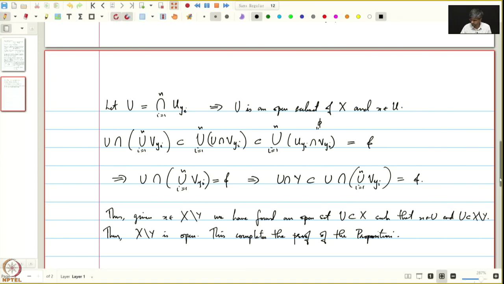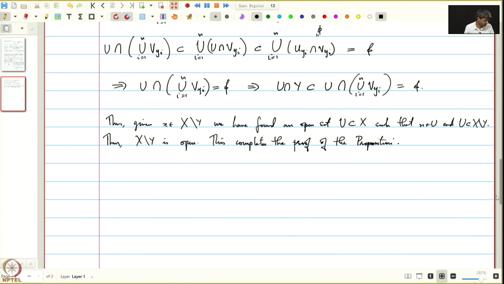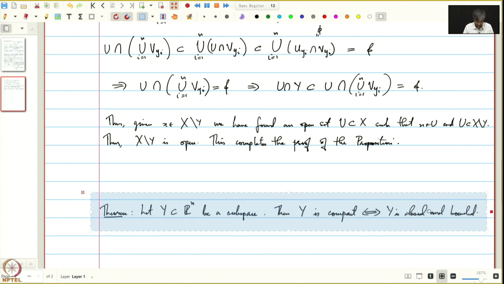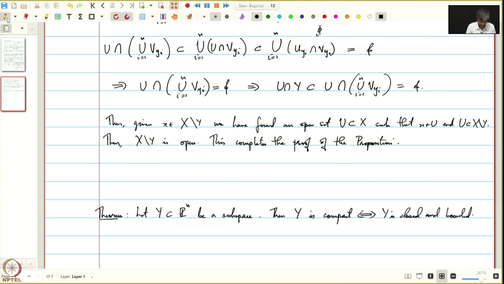So as a result of this proposition, using this proposition, we will prove this very useful theorem. Let Y contained in R^n be a subspace, then Y is compact if and only if Y is closed and bounded. So I haven't defined what bounded means, but it means the obvious.